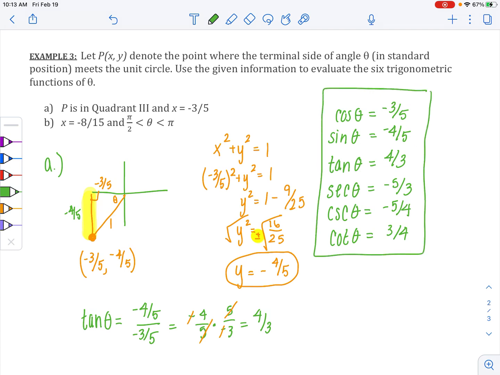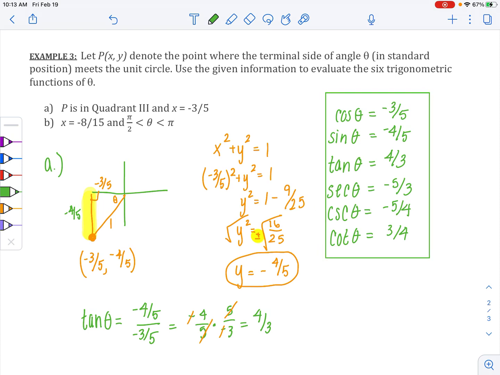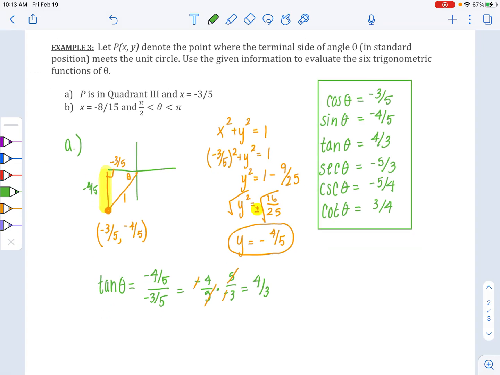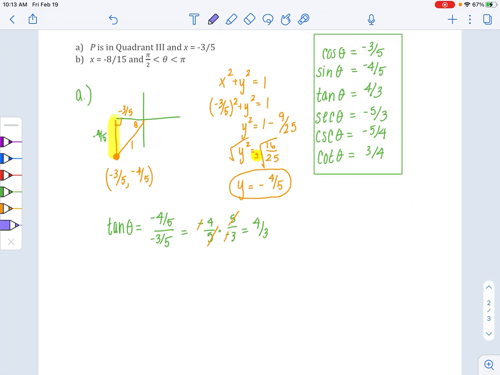That's part A. Part B is looking at a different angle. Part B says we're between pi halves and pi. Well, pi halves and pi is the second quadrant. So let me draw my picture. I'm here.